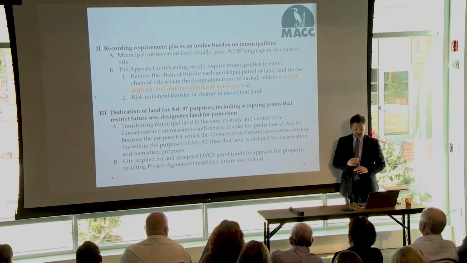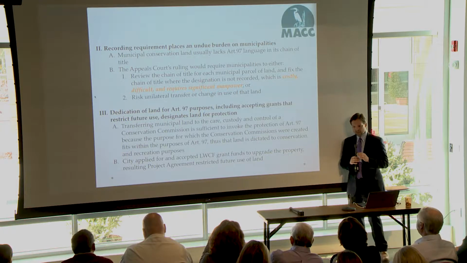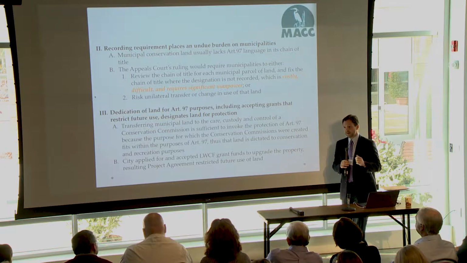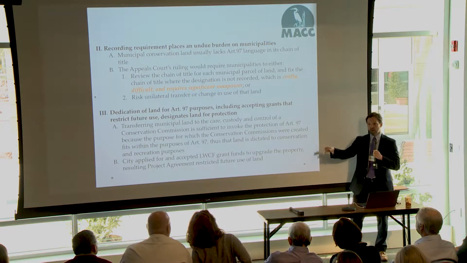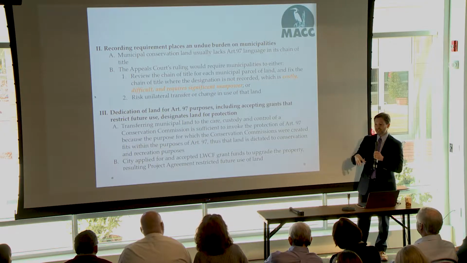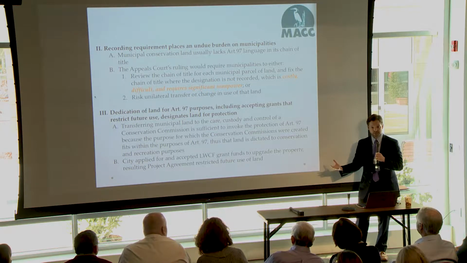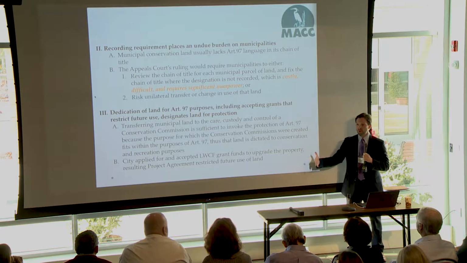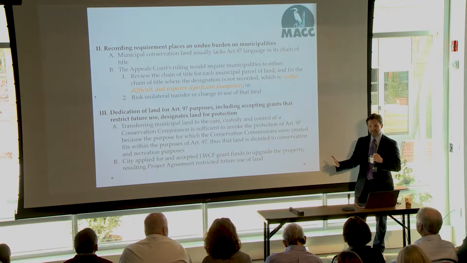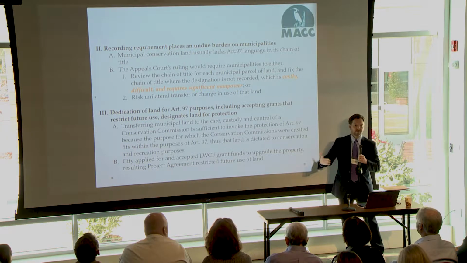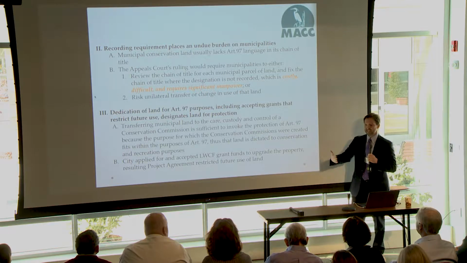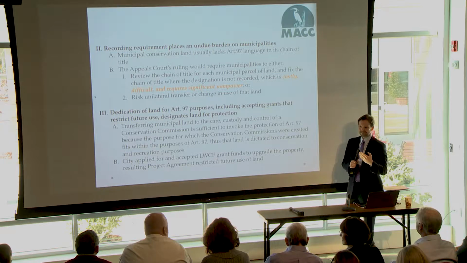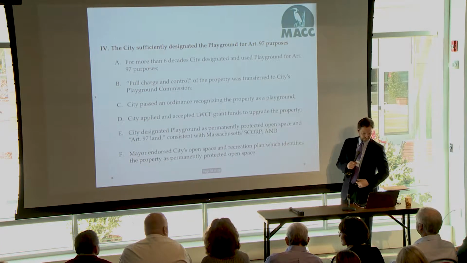We also pointed to the language in the Mahajan case, which made very clear that in the SJC's view, even if there wasn't a taking or other acquisition of a property for Article 97 purposes or subsequent dedication, like a conservation restriction, you could look at the way that property had been used over the years, and it just might be that you'd learn the municipality was in fact using this for Article 97 purposes for decades and decades, and that might be enough to confer Article 97 protection as well. So you don't have to have something recorded in the registry.